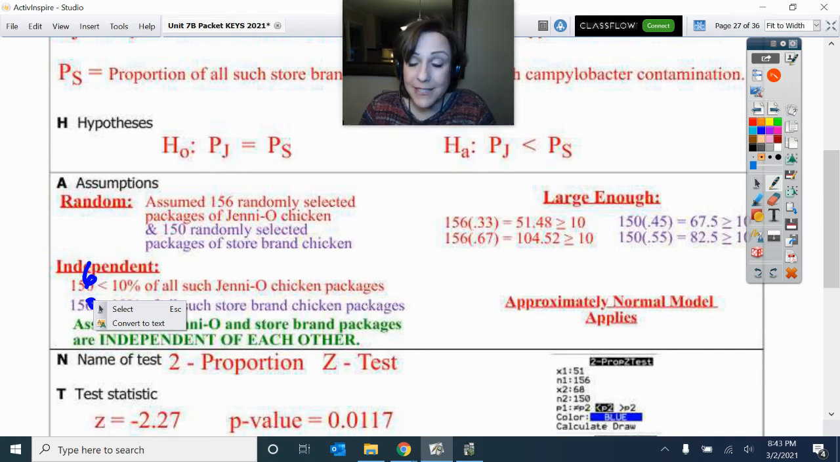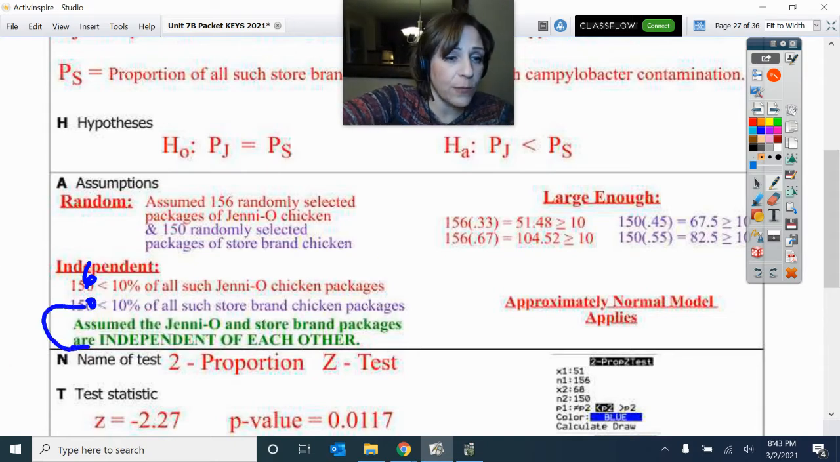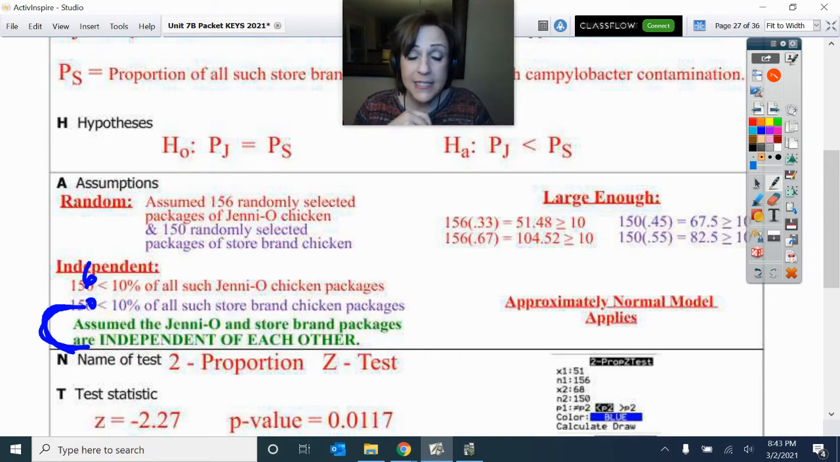Okay. But don't forget this little thing right here. This was the new little thing that we had to add to our independence, saying we are assuming that the Genio and store brand packages are independent. Those chickens are independent of each other, so none of those packages were counted in both of our groups.